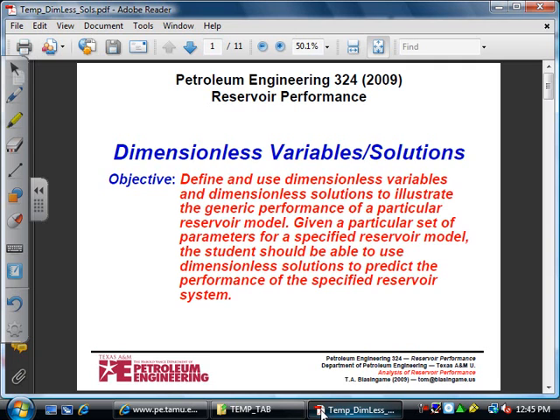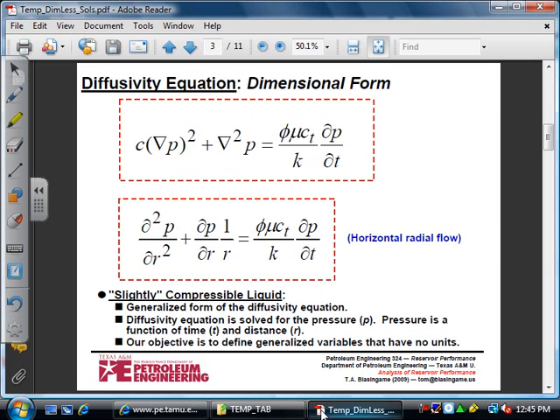Okay, today we are going to start on the dimensionless variables. So, if you remember the diffusivity equation, how many variables do we have in this one? Okay, first we have pressure. Pressure is the dependent variable on what? The radius and the time.